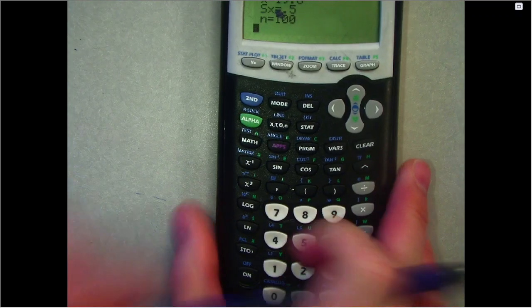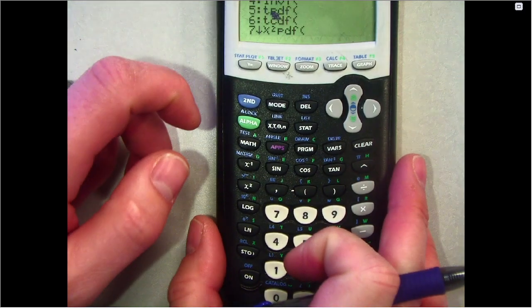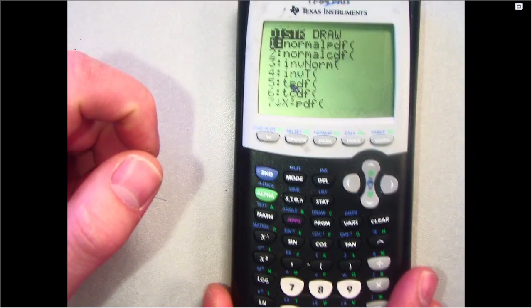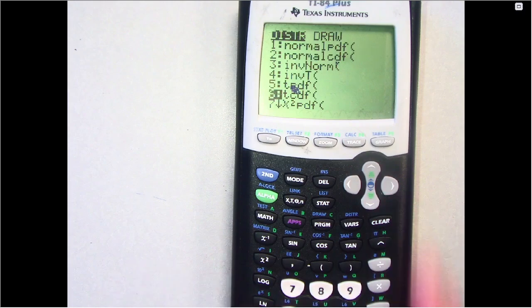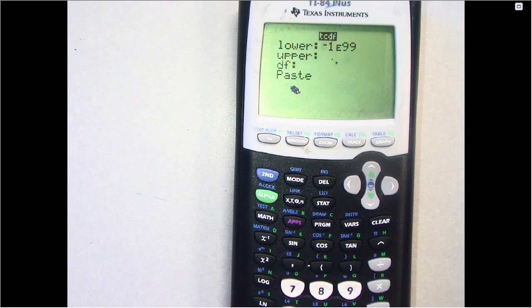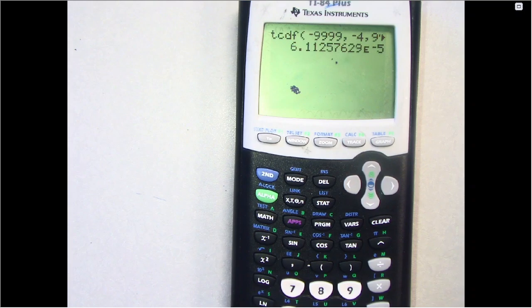So go to the distributions again. Second bars. So tCDF is number 6. You'll never use tPDF. And then it works the same as the other one, except now you get degrees of freedom. So -999, -4, degrees of freedom is 99. I think probably some of you get that menu and some of you don't. So if you don't get the menu, it should look like that. And then there's that p-value that I got before.